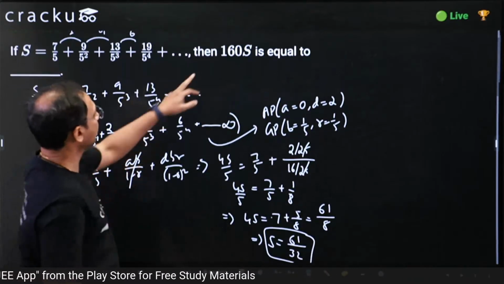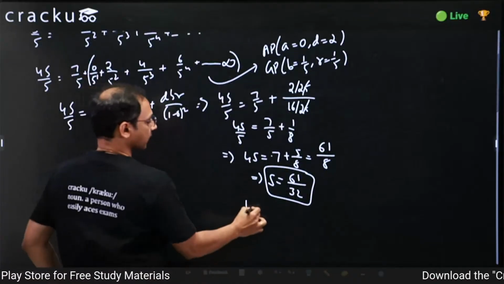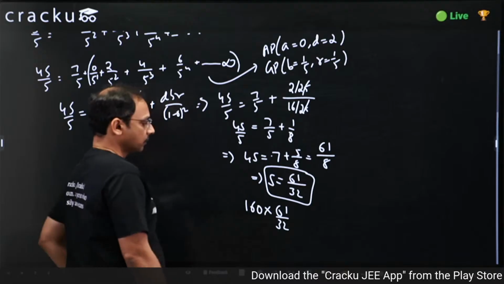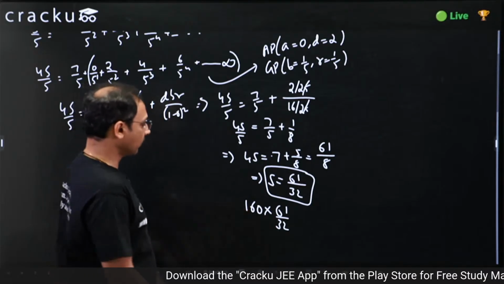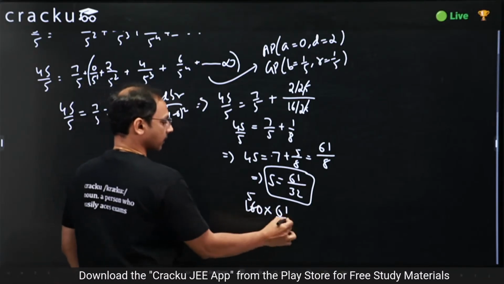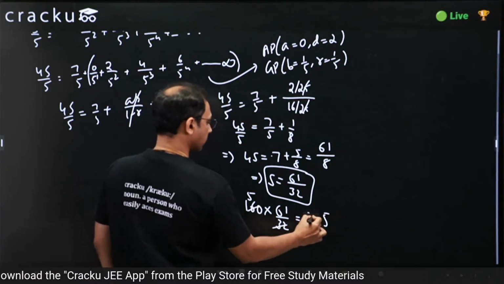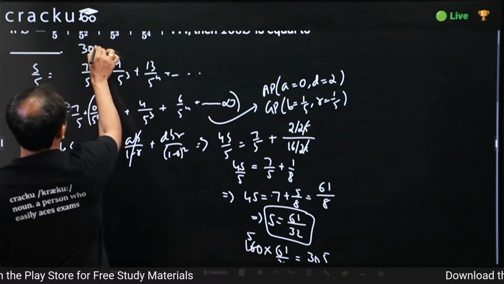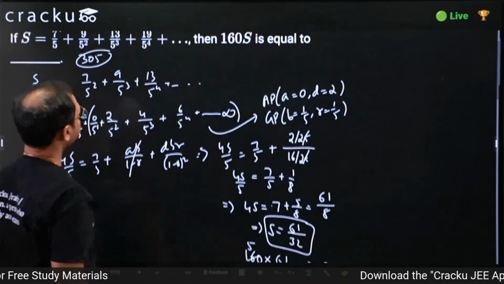What is he asking? He's asking 160 into S. So let us multiply by 160. 32 into 10 is 320. 32 into 5 will be 160. So I get 305. So 305 is the answer to this particular question.